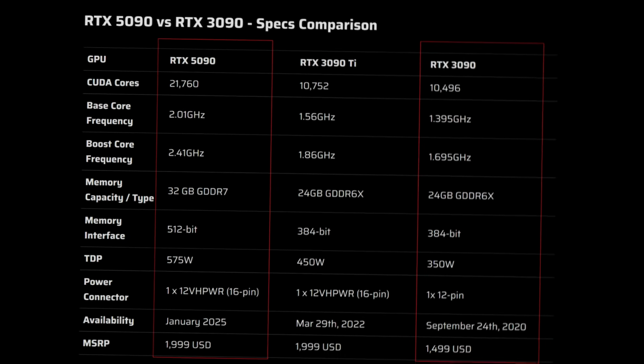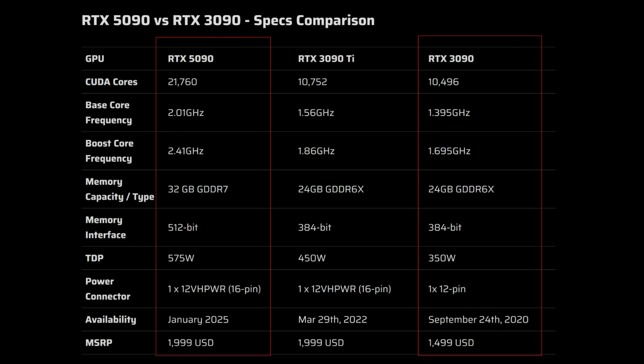Now let's quickly compare the specs between the 3090 and the 5090. The 3090 is still powerful, however, it might struggle with larger models. The 5090 is the latest Nvidia flagship GPU. It has more CUDA cores, higher VRAM, and faster memory bandwidth. Let's see how they compare with each other.